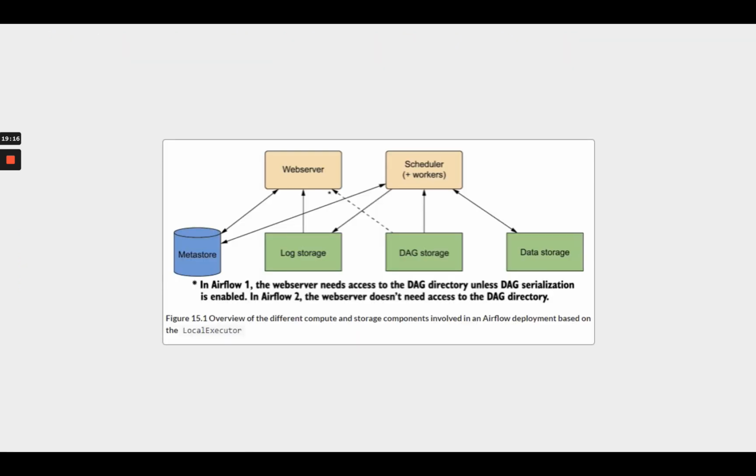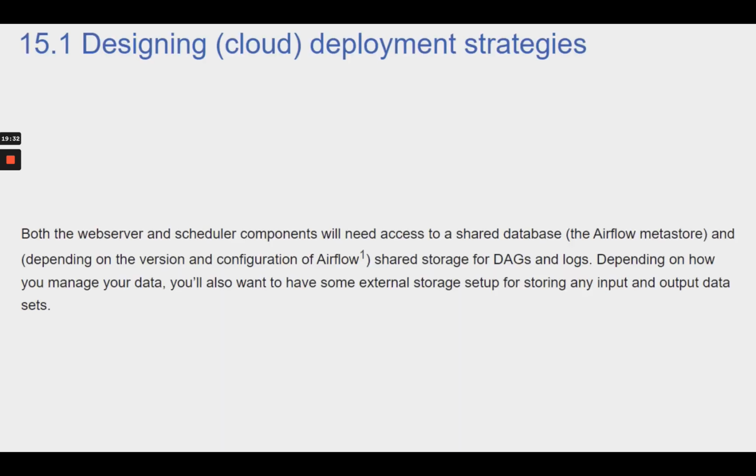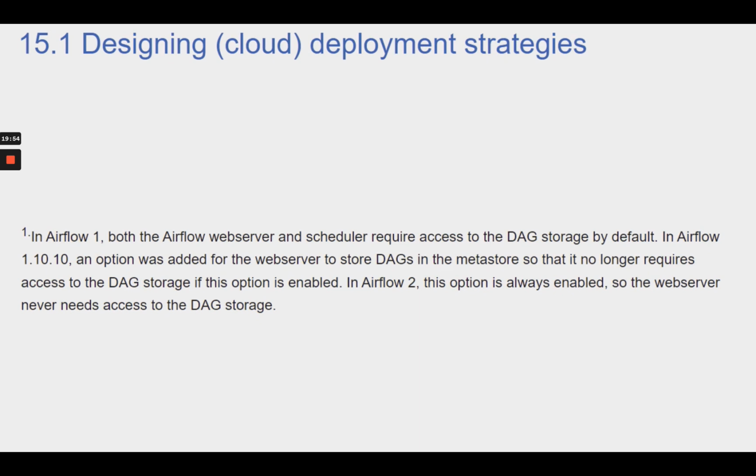To keep things simple, we'll start with an Airflow deployment based on the local executor. In this type of setup, the Airflow workers are running on the same machine as the scheduler, meaning we only need to set up 2 compute resources for Airflow, one for the web server and one for the scheduler. Figure 15.1. Both the web server and scheduler components will need access to a shared database, the Airflow Metastore, and, depending on the version and configuration of Airflow, shared storage for DAGs and logs. Depending on how you manage your data, you'll also want to have some external storage set up for storing any input and output datasets. Footnote 1.